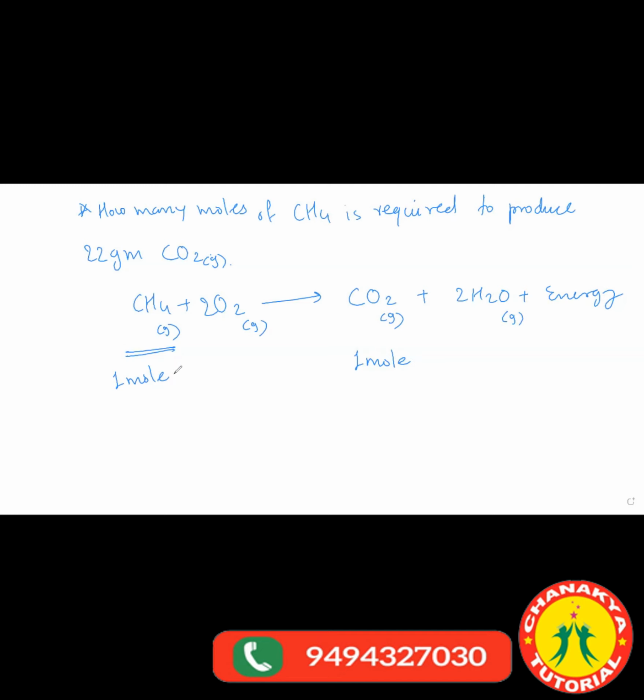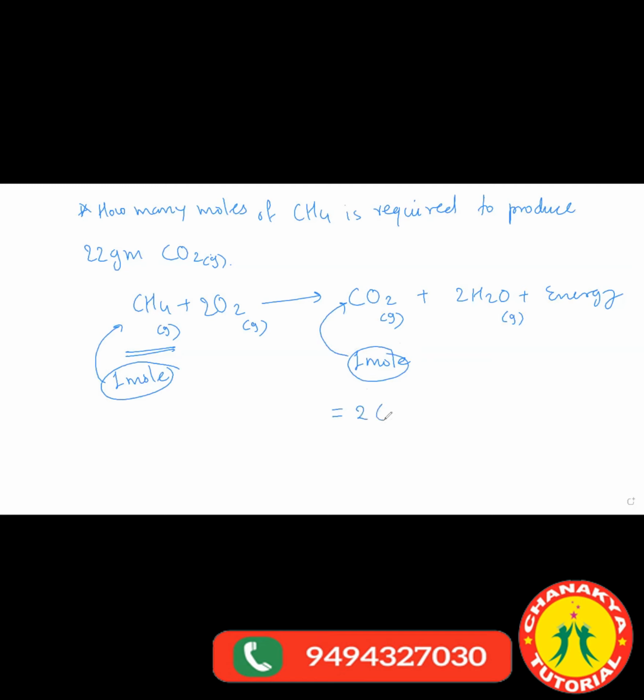So 1 mole of methane is nothing but 16 gram of methane. But then we don't have to have any concern about the grams over here. They didn't ask you to calculate grams. They asked you to calculate the number of moles. How many moles of methane are required to produce 22 gram of carbon dioxide? So here they said 1 mole of methane produces 1 mole of carbon dioxide.